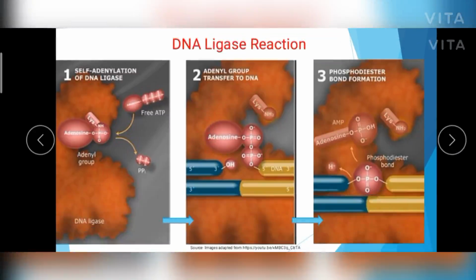This complex then binds to the 5' phosphate of the DNA fragment and activates the 5' phosphate. The enzyme complex activates the 5' phosphate in the second step. In the third step, the hydroxyl group present in the adjacent strand attacks the activated phosphate and a phosphodiester bond is formed. And at the end, the AMP is released. So these are the three steps.